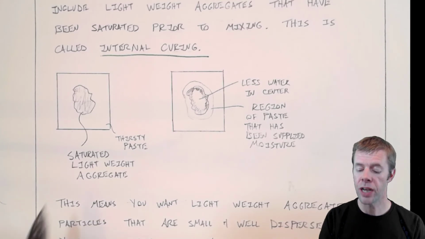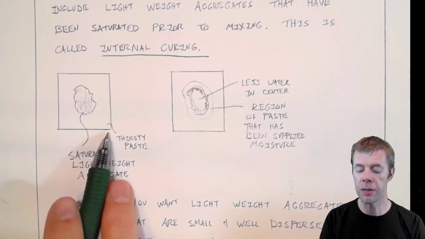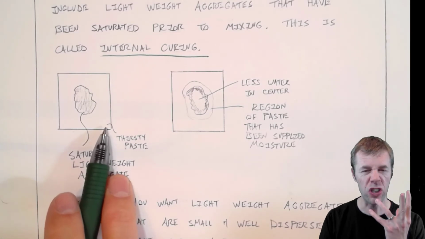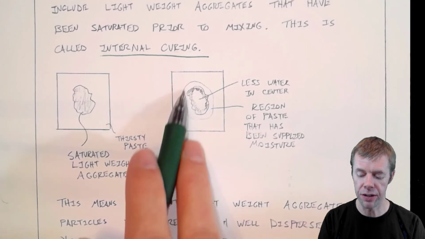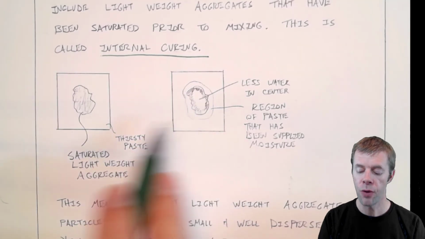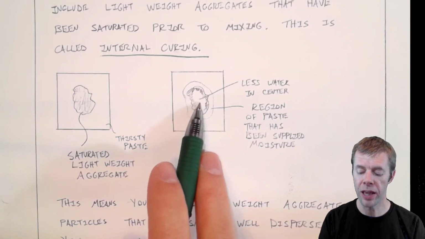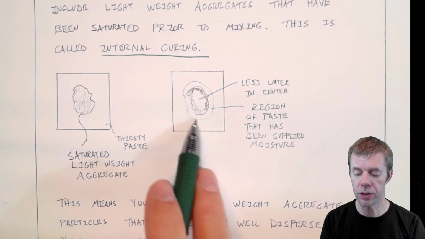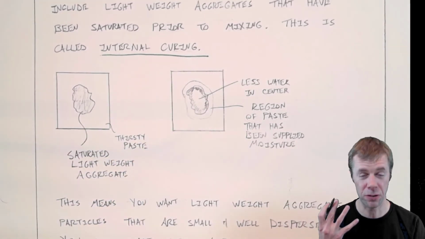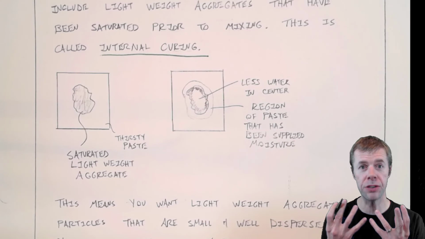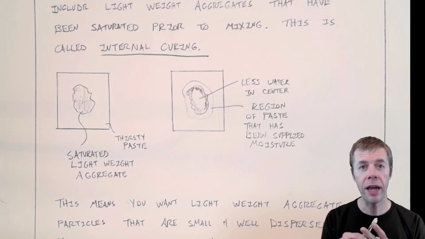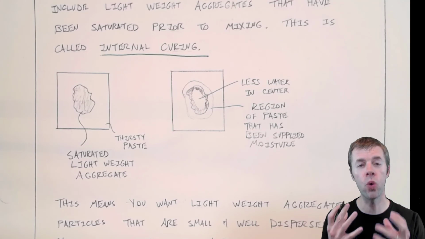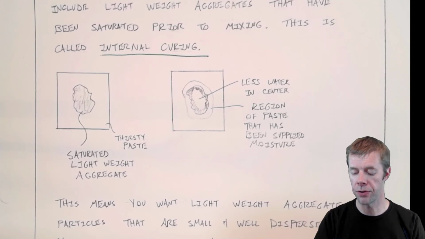Anyway, I have this saturated lightweight aggregate. I have thirsty paste that wants to suck up that water, and the aggregate is actually able to give it to the paste around it. The water will move from the inside of the aggregate and is given to the region around the outside. Pretty awesome, right? Some of the leaders, at least in the United States, on this are Dale Bentz and Jason Weiss, people that are doing really awesome work on this.